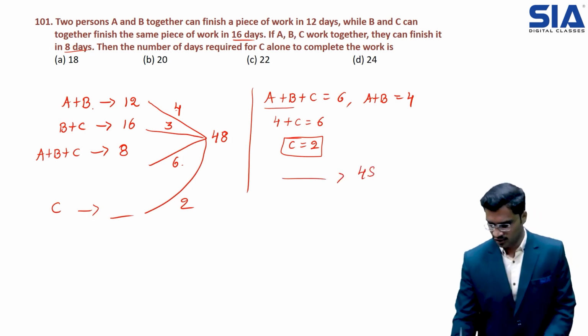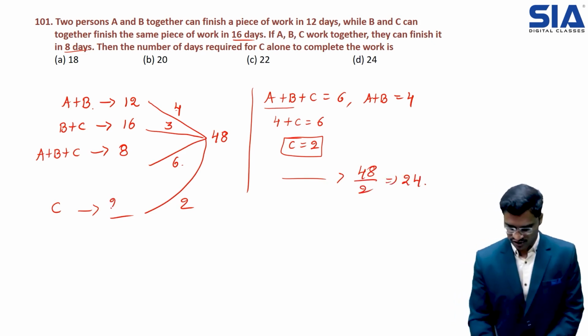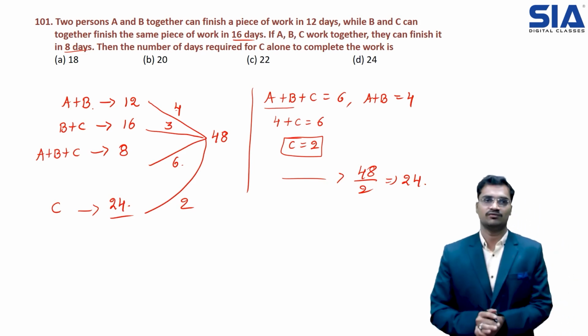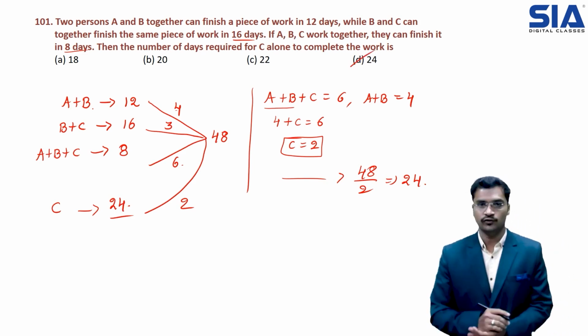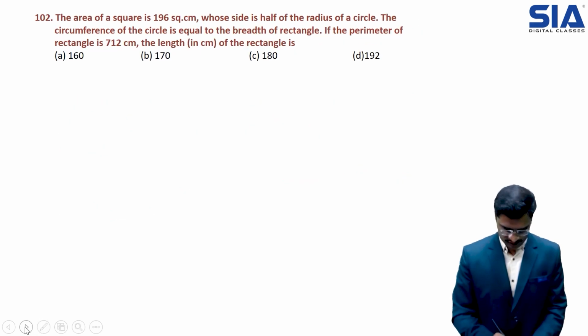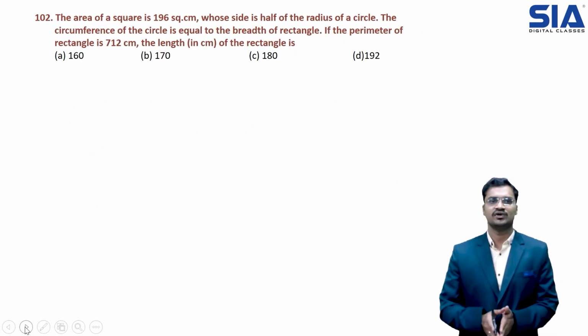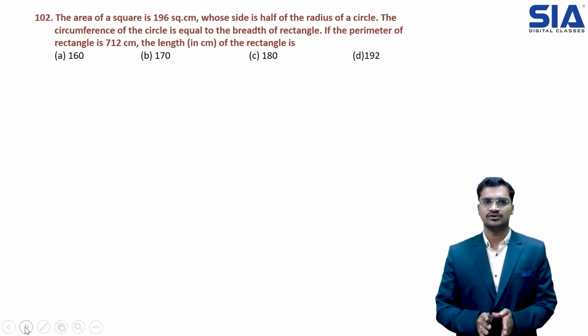Which is 48 by 2. 48 by 2 is what? 24. So C alone will be completing this particular work in how many days? 24 days. Okay. Now coming to the next question, which is the area of a square is 196 square centimeters.